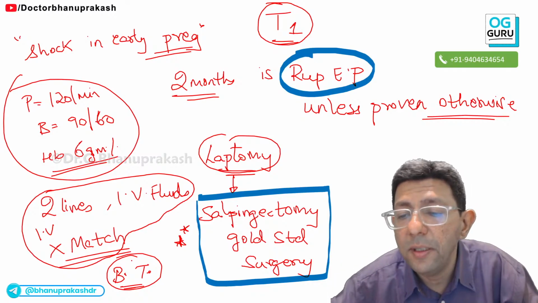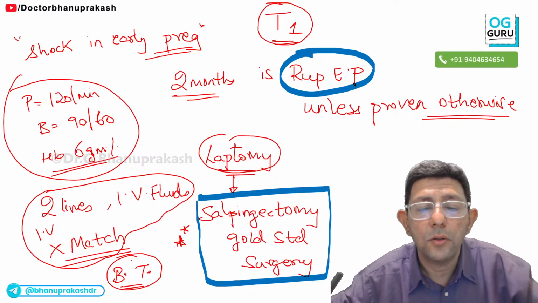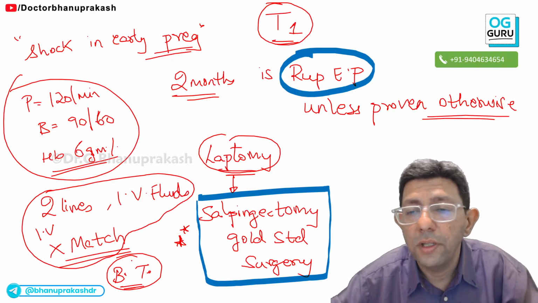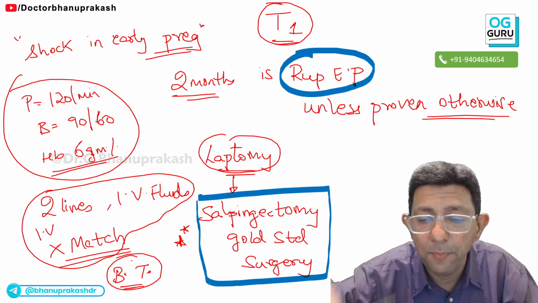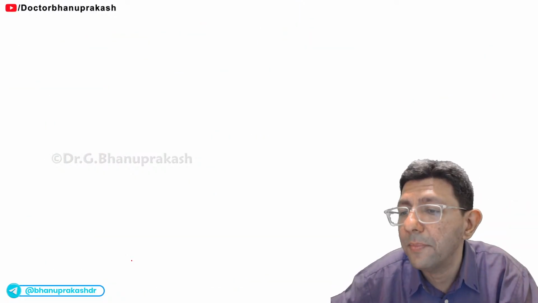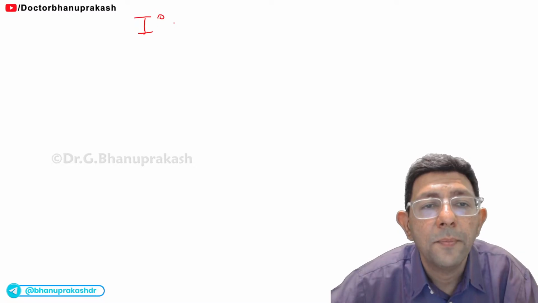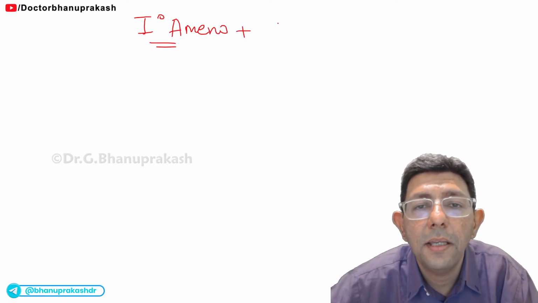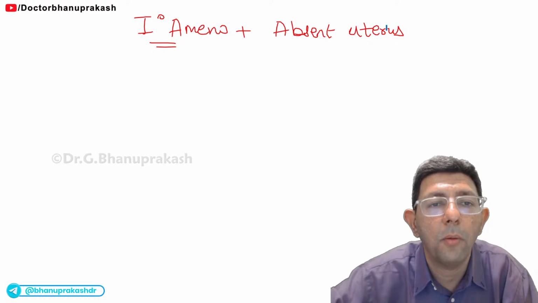There's also the list of the entire OBGY, the list of important topics. I have said in my app also, and all of you should go through this. One last important point, please pay attention: suppose you get an MCQ, all of you look on the board, primary amenorrhea and absent uterus. This is again a short topic.